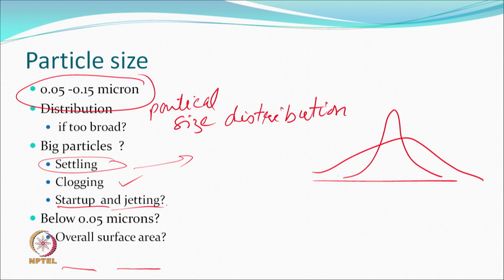If the size is very low, below 0.05 microns, what happens? Very, very small size, very, very large surface area, overall surface area is very large. Keeping them dispersed is a challenge. Very small particles will have a tendency to agglomerate. And so the approximate range is 0.05 to 0.15 micron.